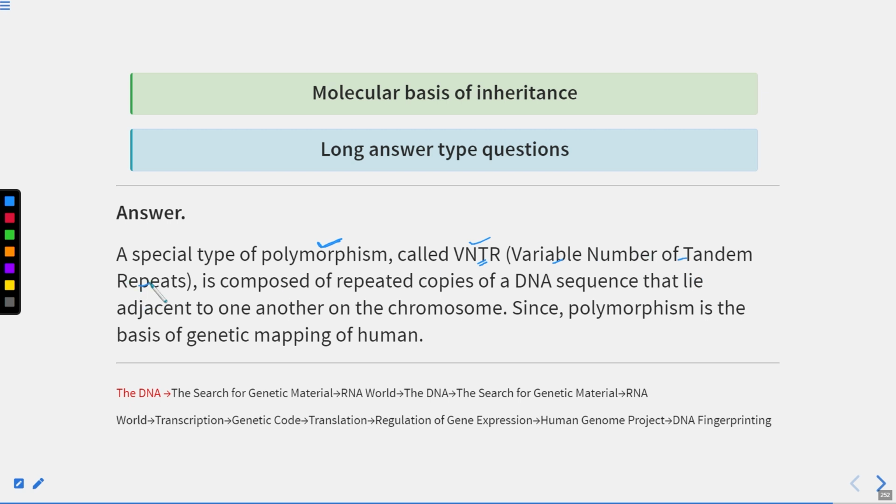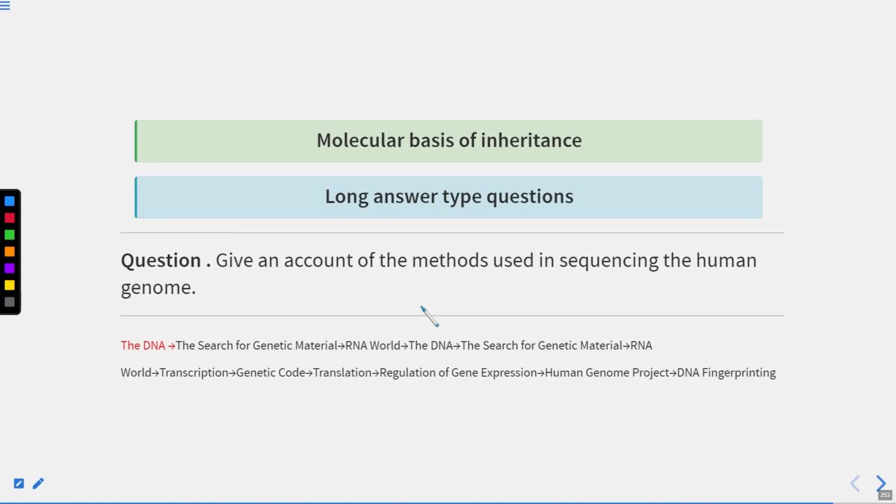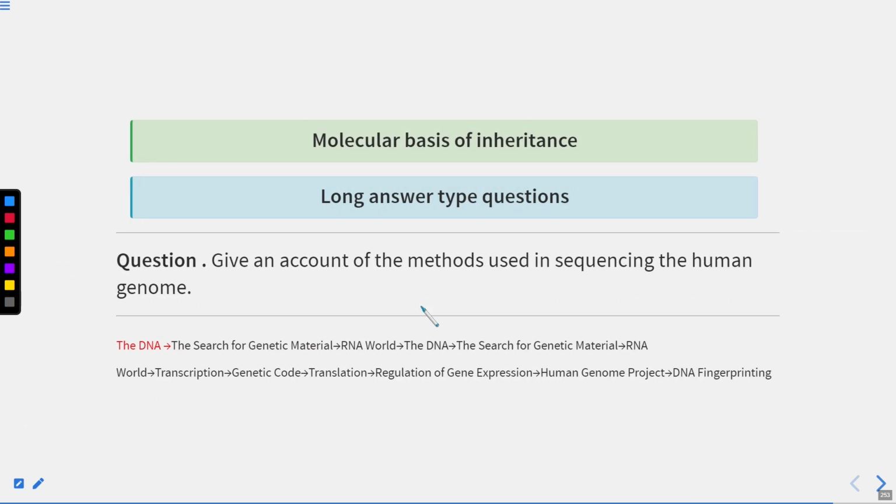What is the full form of VNTR? Variable number of tandem repeats. This is composed of repeated copies of a DNA sequence that lie adjacent to one another on the chromosomes. So each individual differs in the copy number of these repeated sequences. So copy number is unique to an individual. Now, since polymorphism is the basis of genetic mapping of humans, this can also be used in the pattern to solve paternity disputes.